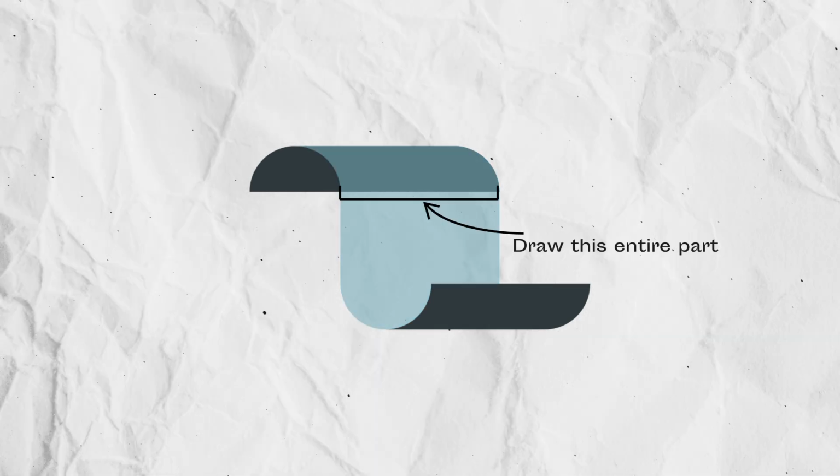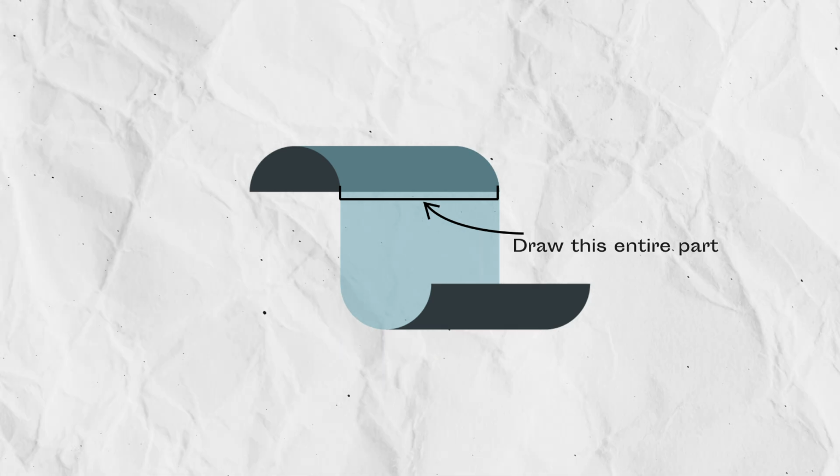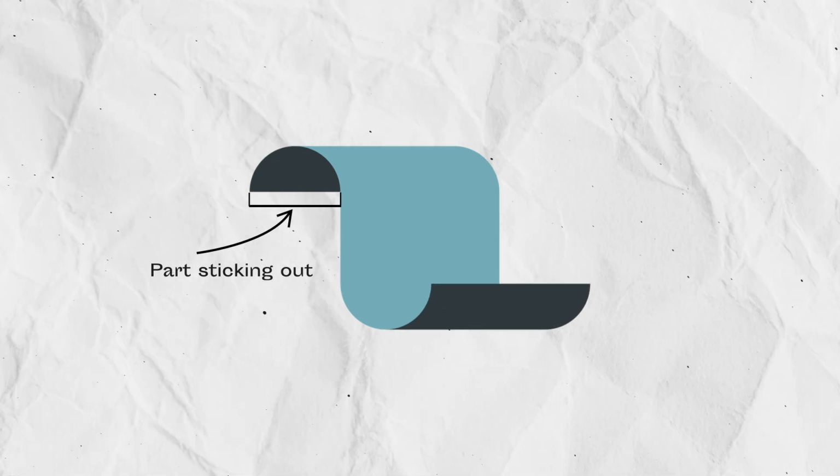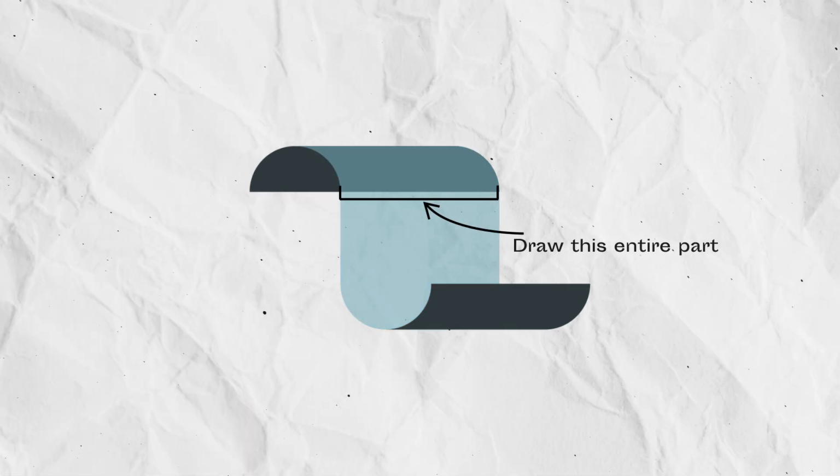Now here, I see a lot of people forget to add this entire back part. You need to remember what is going to reveal first. If you animate just this back part, which is poking out, you're gonna lose that illusion of this paper being a 3D object. So when you're designing, keep this in mind and draw the whole thing.